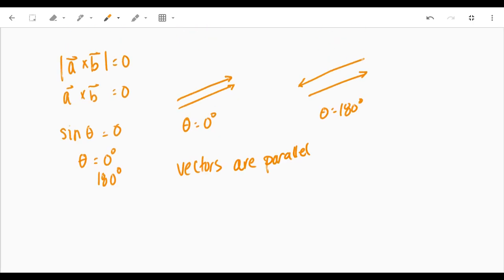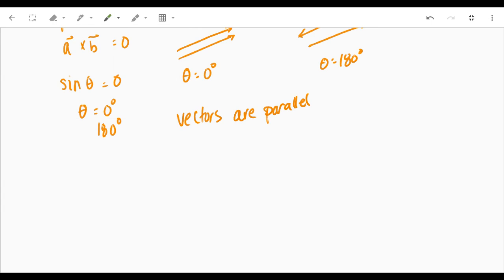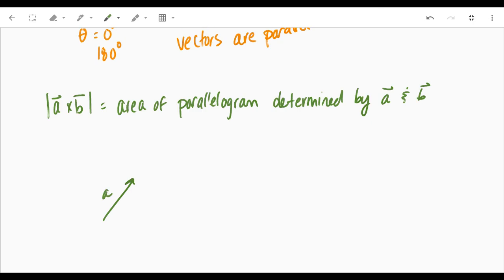Oh, back up. The magnitude of A cross B is the area of the parallelogram determined by A and B. So if I have vector A and I have vector B, and I put their initial ends together like that, they make a parallelogram.